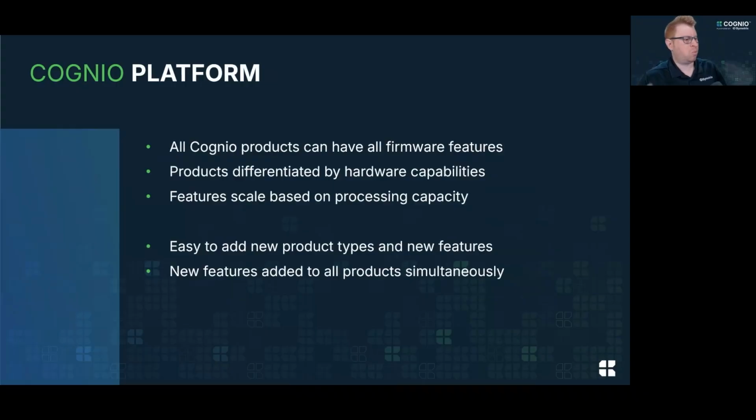So, to review the platform, all Cognio products can have all of our firmware features. All of our products are differentiated by their hardware capabilities, and those firmware features scale based on the capacity of the general purpose processor we use in each product. This makes it really easy for us to add new product types and to add new features to the OS. And when we do add new features to the OS, all Cognio products will be able to take advantage of those new features because they all run the same operating system.